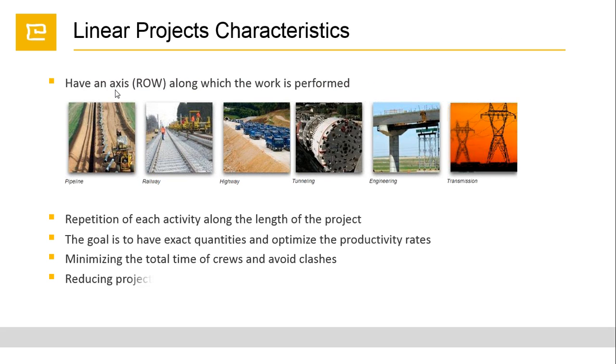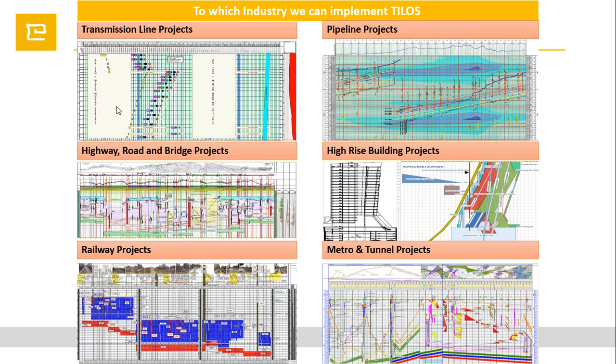When we look at linear projects, the activities are in repetition. Our main aim is having visual data, and this way seeing our risks, our activities, duration and location, and this will help us reduce project duration as well as the overall project cost. Tilos can be applied in many kinds of projects where there is distance, such as transmission lines, pipeline projects, highway, road and bridge projects, railway projects, metro and tunnel projects, and high-rise building projects.